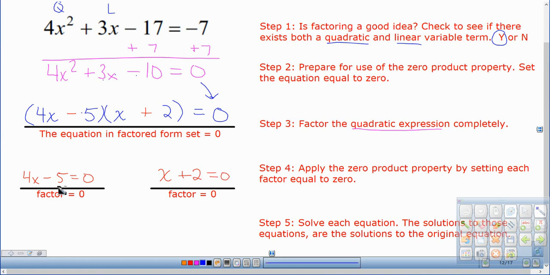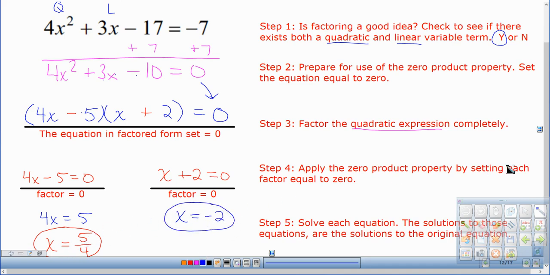And now I'm going to solve these very simple equations like we did on the first page. I would add 5, and then I would divide by 4. So x is 5/4. Over here, I'm going to do the same thing. Solve for x. I would subtract 2, so x equals -2. And that one's finished.